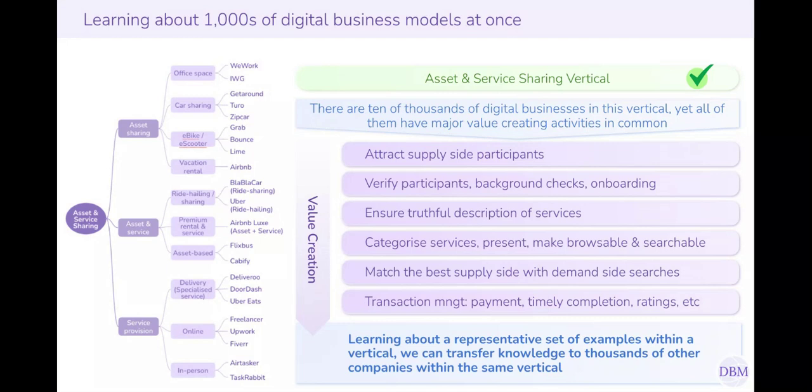So by learning about a few of these things, we all of a sudden, literally can learn about thousands of digital business models at once within this vertical and even to some extent outside of it. So this is why we want to categorize businesses based on value creation. There's a lot more commonality than calling them subscription or commission business model.